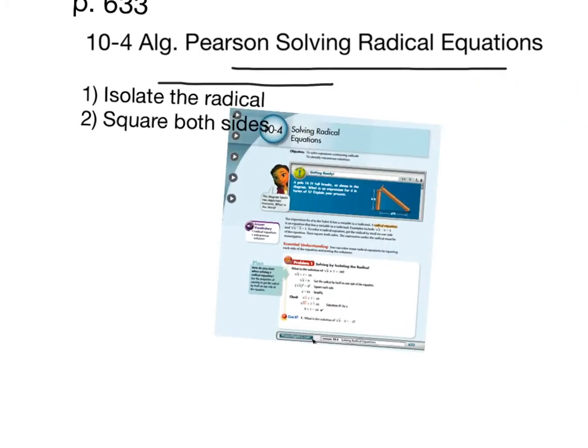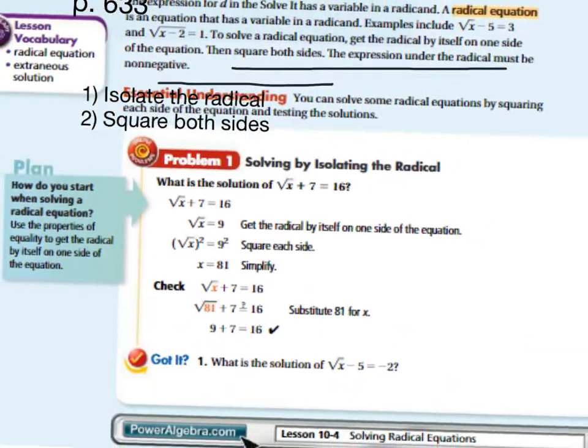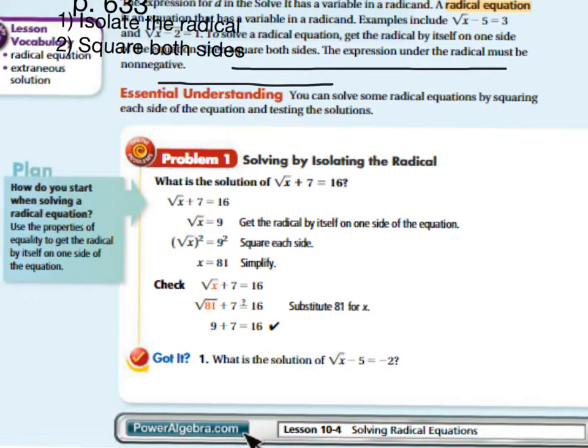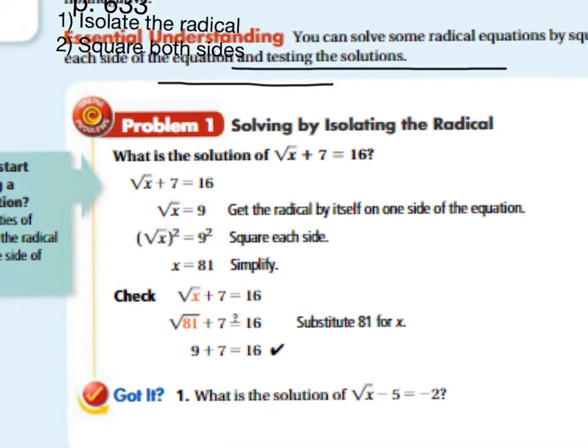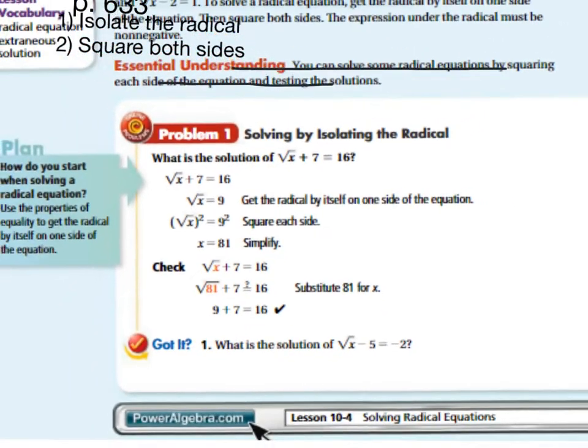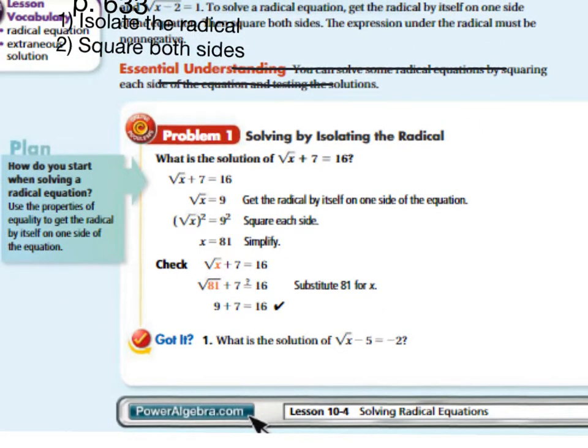Okay, so if you look at problem 1, they're wanting us to solve this equation. To solve this equation, first thing would be isolating the radical. So you could subtract 7 on both sides, and then they squared both sides, and they got x equals 81. At that point, they just substituted that back in the original equation to make sure it works. So square root of 81 is 9, and then 9 plus 7, 16, so then that works.